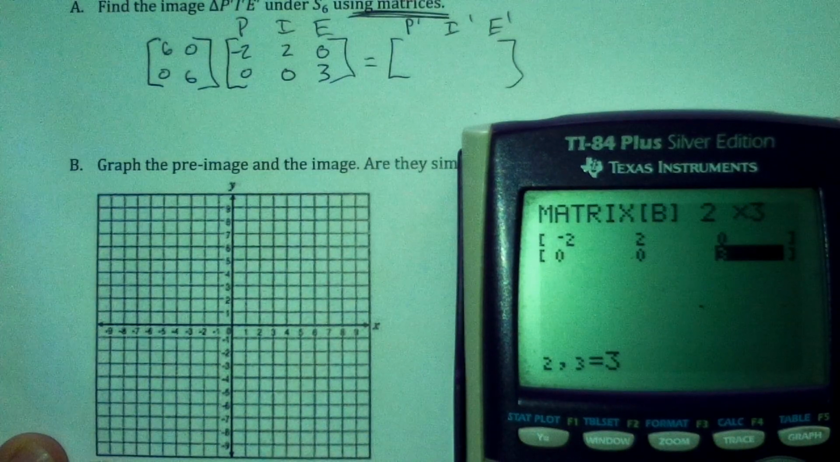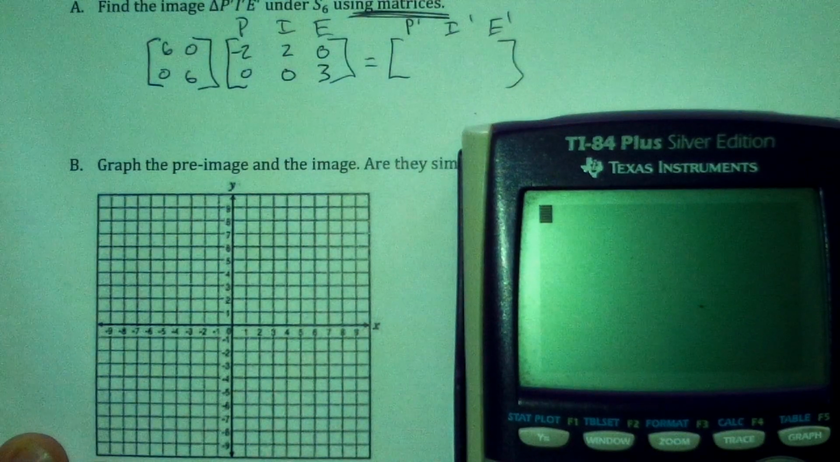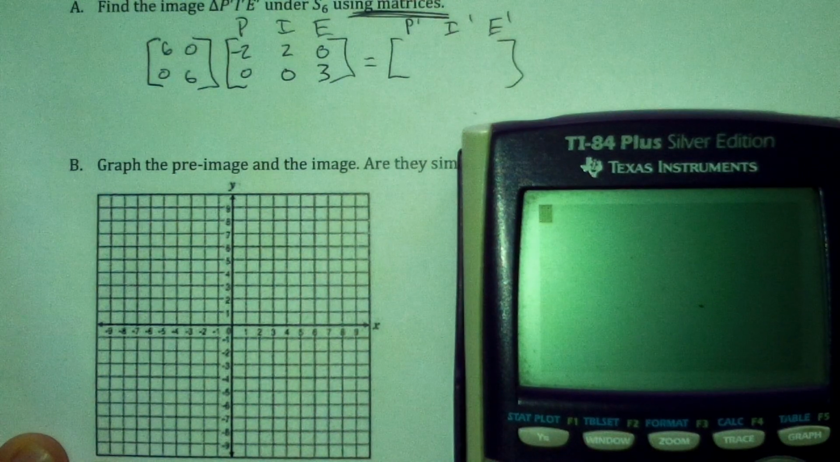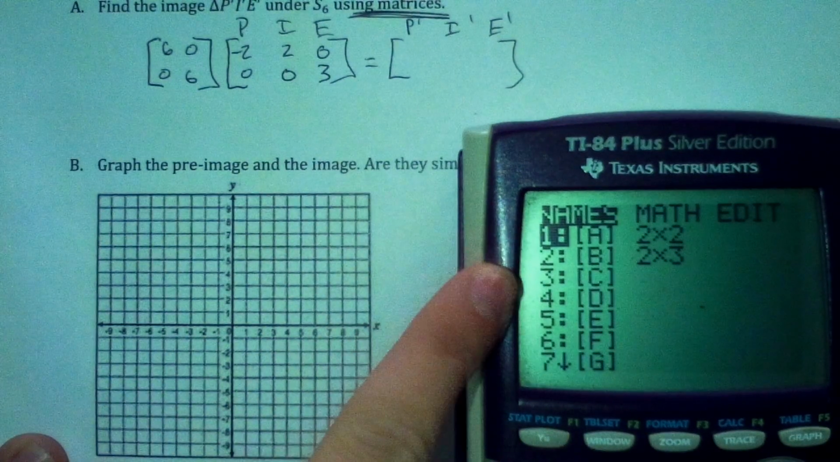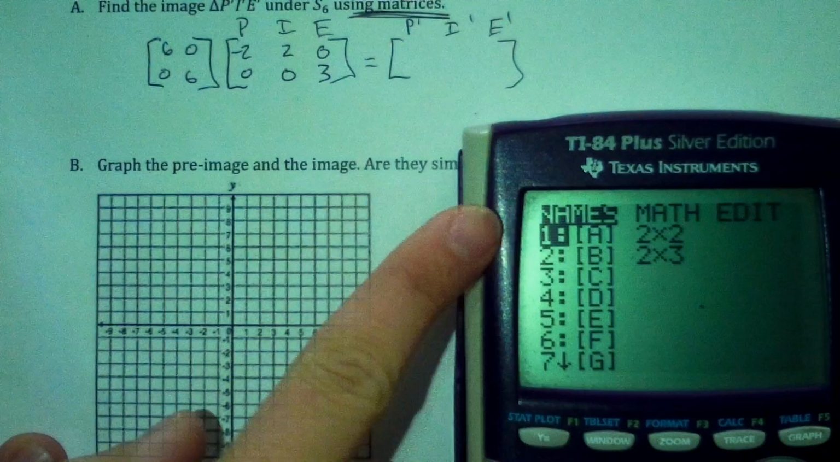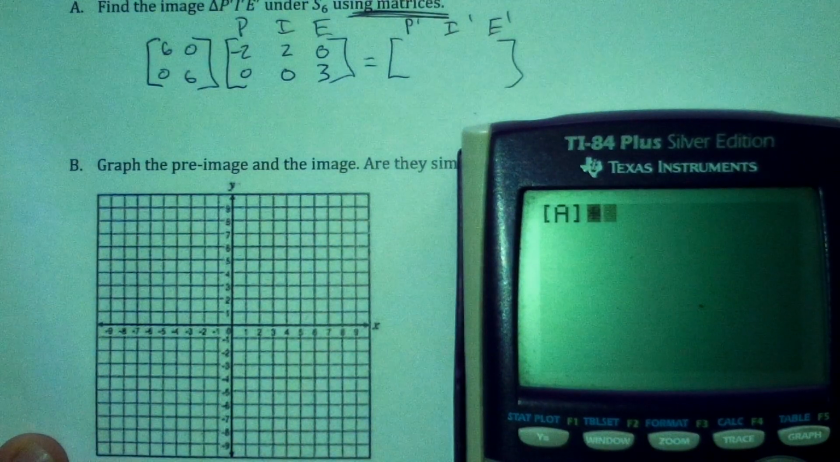And like I said, with the size change stuff, you could also do it by hand because basically you're just taking each one of those ordered pairs times 6. So 6 times negative 2 kicks out the negative 12. 6 times 0 kicks out the 0, and so on there. But because it says using matrices, you'll just want to make sure you show that. And then graph the pre-image and the image.